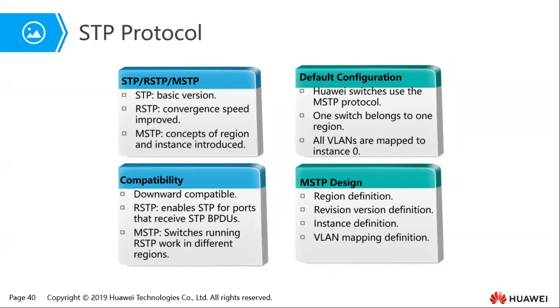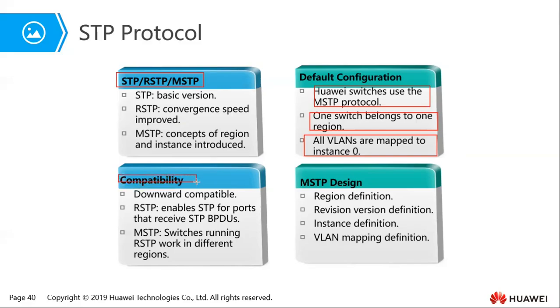The other thing within a local area network that you're supposed to consider is STP. The STP protocol. We have the 3 types. By default, Huawei uses MSTP. And we know the benefits of each one of them. So once you connect a switch to another, then it uses MSTP. And one switch then will belong to one MSTP region. And all the VLANs in that switch will be mapped to instance 0. So these are things that you're supposed to understand.